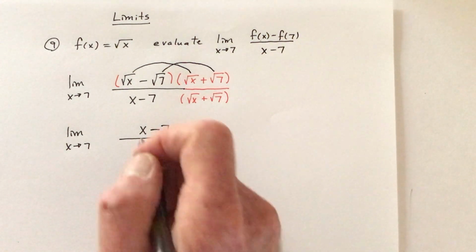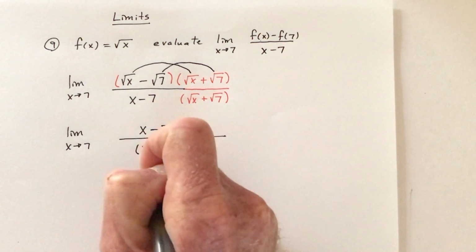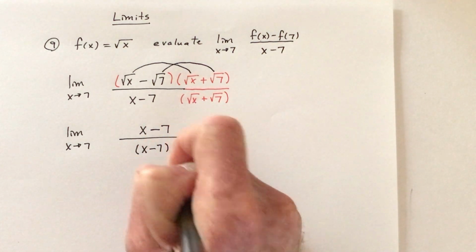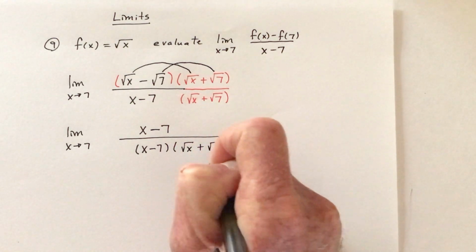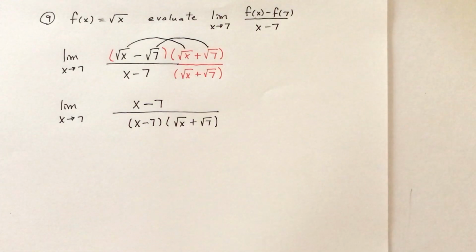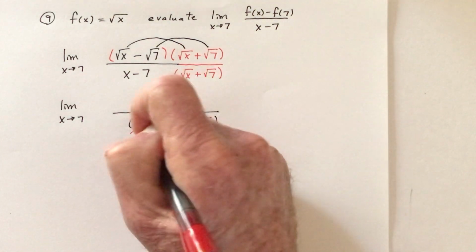And on the bottom, don't multiply it out. Just leave it as x minus 7 being multiplied with the square root of x plus the square root of 7. And then it's time to cancel. So these are going to cancel.